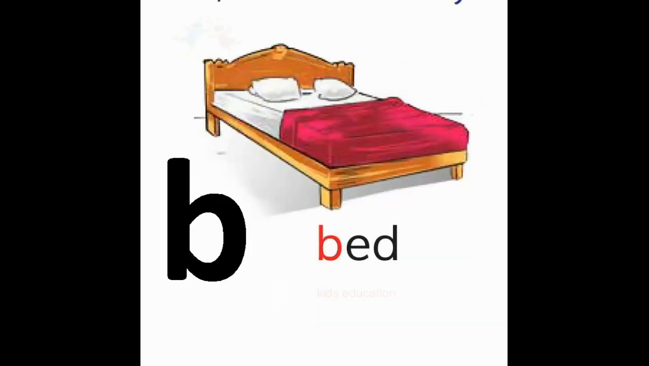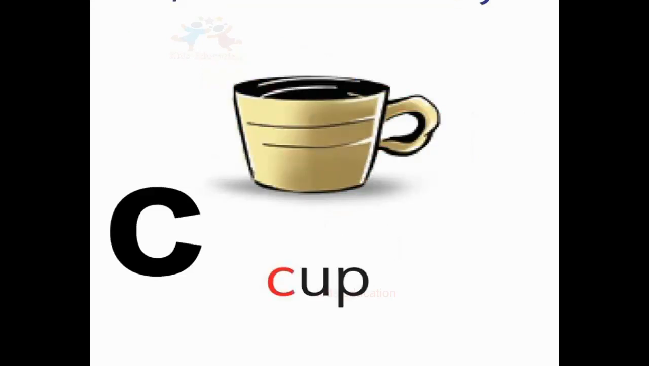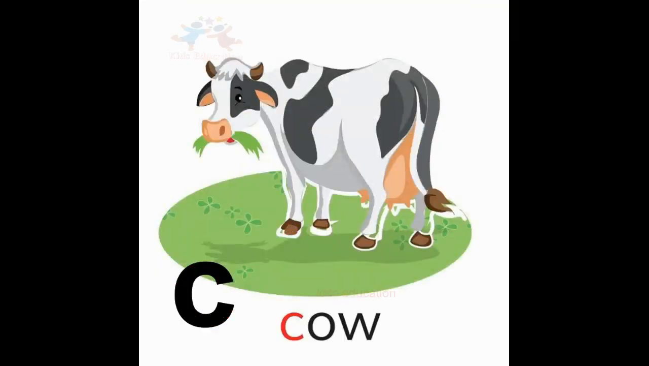B for bed, bed meaning bistar. C for cup, cup meaning cup. C for cow, cow meaning gaye.